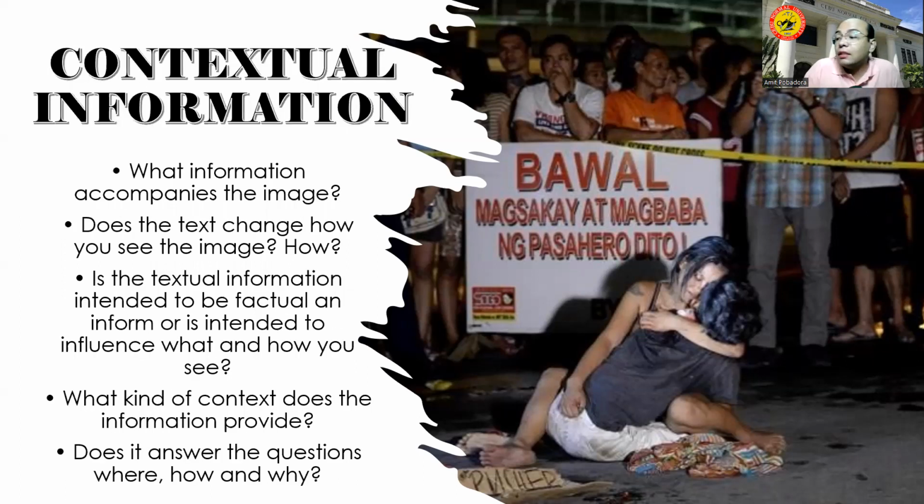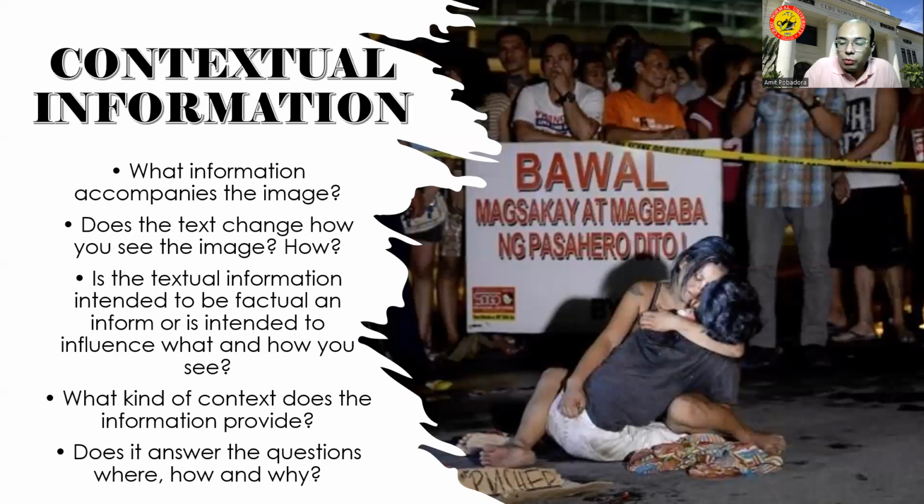And I think this one's the last. It's all about the contextual information. So after looking into the picture, after looking into the source, after looking into the technicalities, now we think outside the picture. What information accompanies this image? So that's when we think that this photo suggests the extrajudicial killing. Does the text change how you see the image? Is the textual information intended to be factual and inform, or is it to influence what and how you see? So these are some of the questions that can help us arrive at the contextual information of this photo.